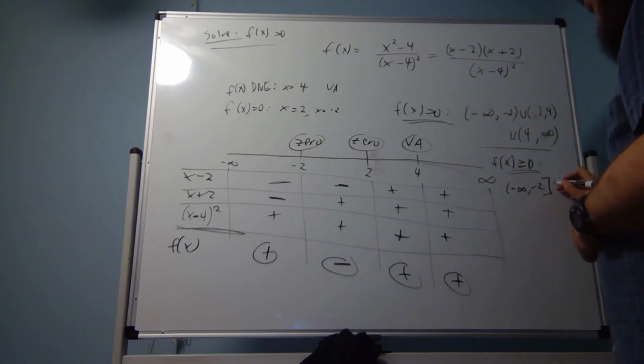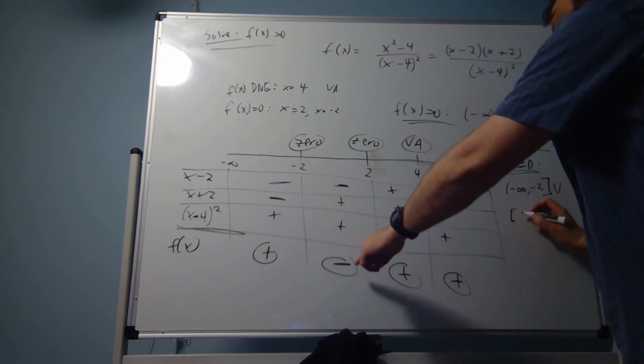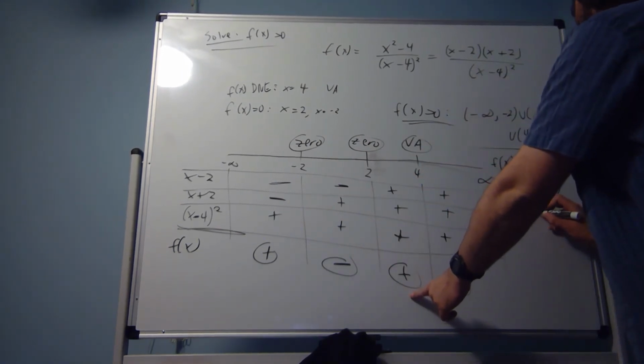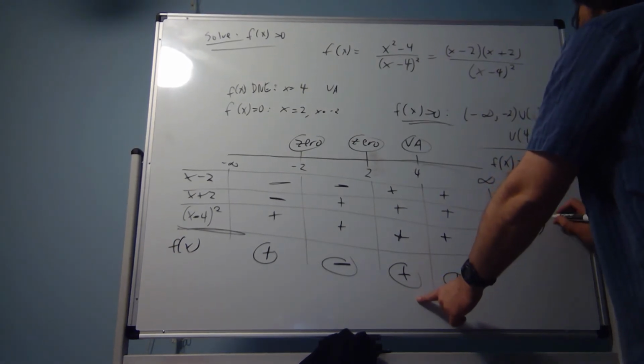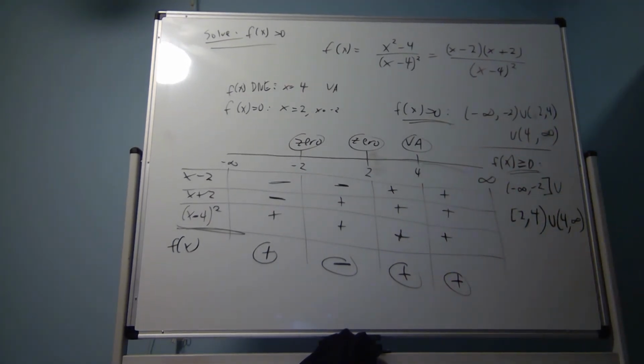Union. 2 is a 0, so we actually include it. And we go all the way up to 4. 4 is a vertical asymptote, so we don't include 4. And then we go all the way out to infinity.